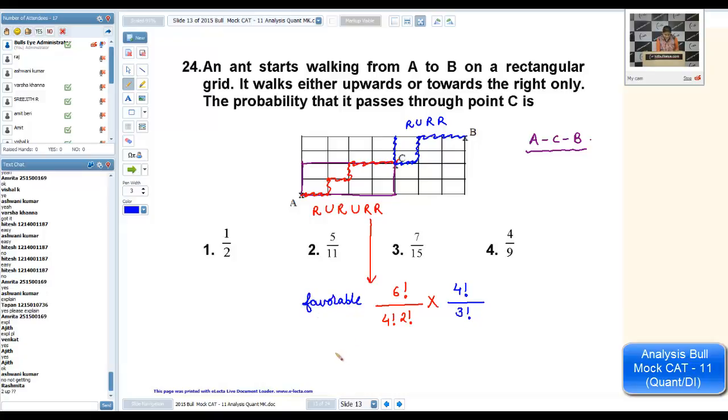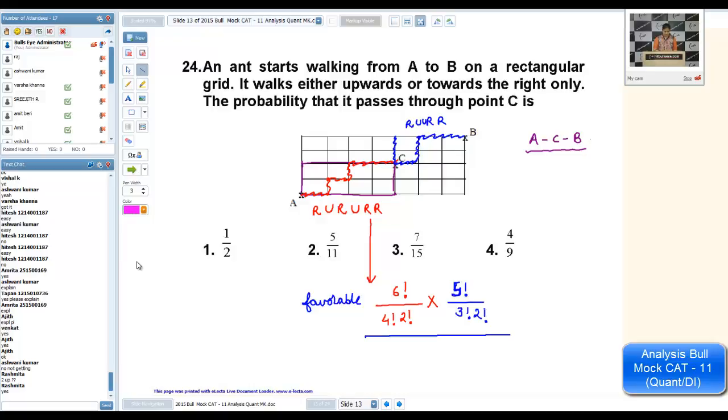Now I'm going to write 2 ups. Okay, I'm so sorry, this should be 2 ups. It should be 5 factorial, 2 factorial. Is it okay, Rashmita? Thank you so much. Okay, now I'm writing the denominator part.